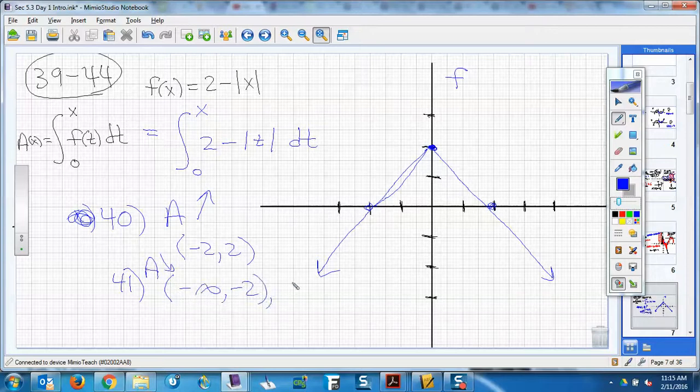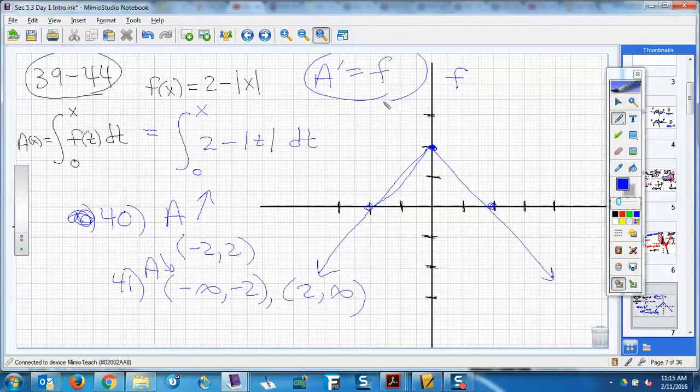Negative infinity to -2, and 2 to infinity. And then why? Because that's where little f is negative. It would be good here to say, hey, you know what? A prime is equal to little f. It would be really good to have that on our paper. When we see that area function, we would say, A prime is the same as little f.